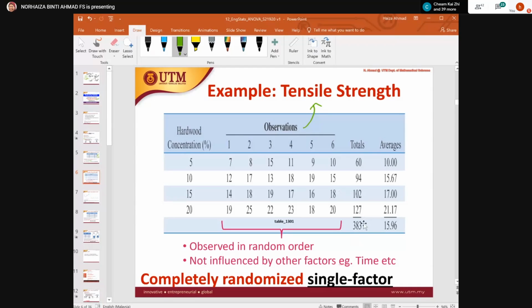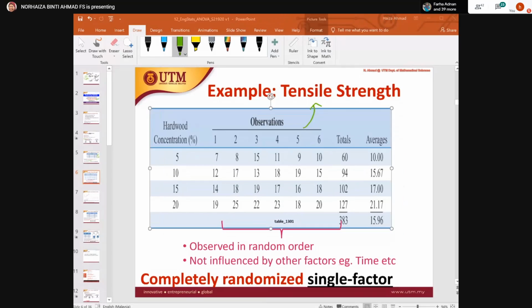This is the sum of the tensile strength. So this 383 is the sum of the tensile strength, but the number of observation is 24. You've got 6 observations of 4 levels, so it is 24. So the total number of observations in this experiment is 24.